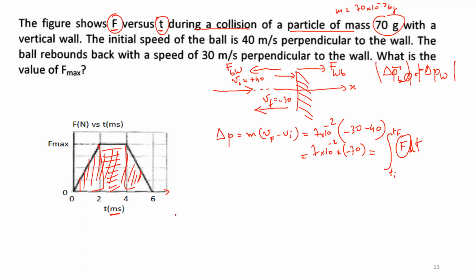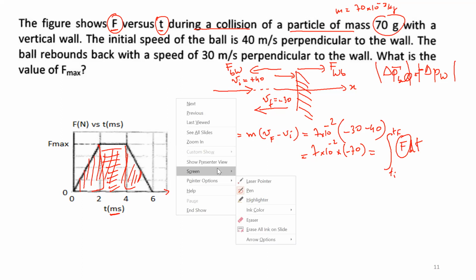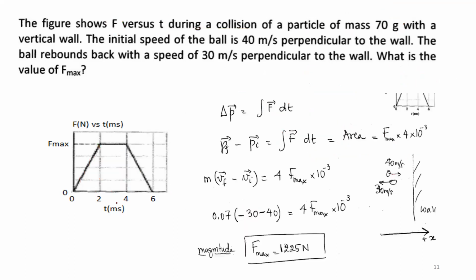Is it clear? Let me just solve it here simply. So this is what we did. This is the impulse, the change in momentum for the ball: mass of the ball, v final minus v initial. I project along x. This is what I have. I already talked about this part. Now the area under the curve will be equal to this.